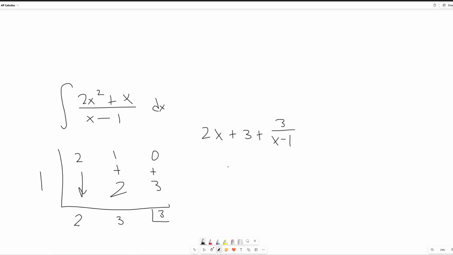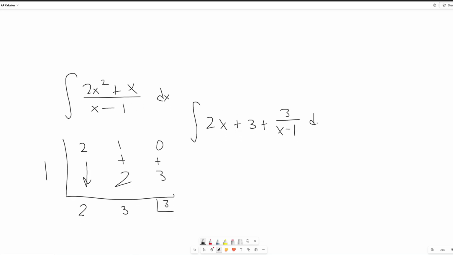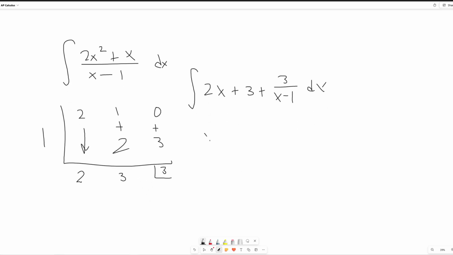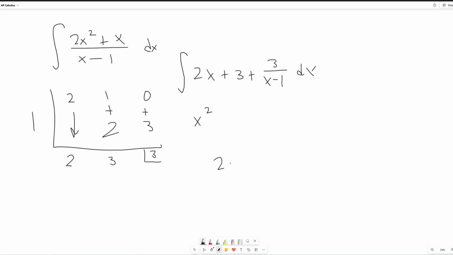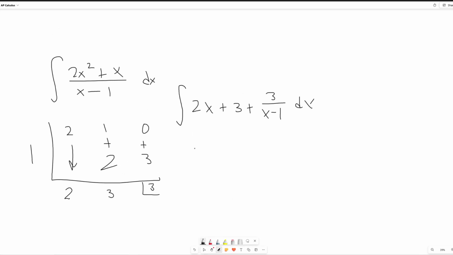So now, this seems pretty easy to integrate because we can just power rule this. The integral of 2x, eventually you'll see that and just realize it's x squared, because 1 plus 1 is 2. So 2x to the 1 plus 1 over 1 plus 1. You'll eventually see this relationship and be like, oh, that's x squared. So we have x squared.